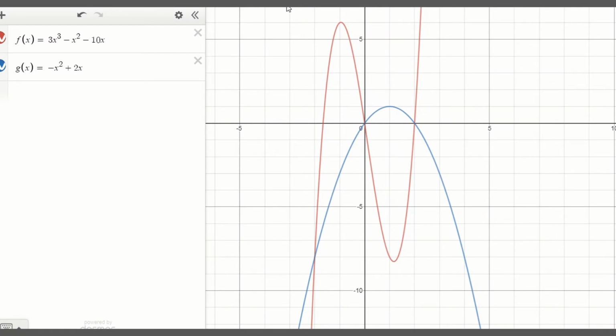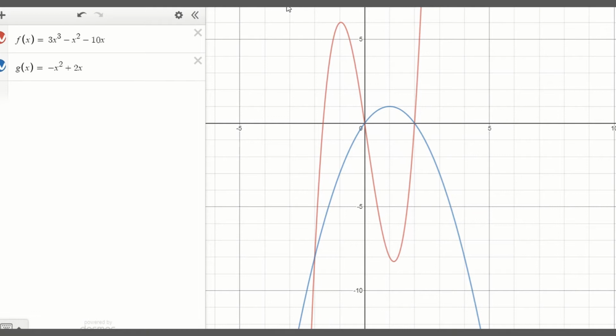Let's take an example here. We have two functions, f of x equal to 3x cubed minus x squared minus 10x, and g of x equal to x squared plus 2x. So one curve is the red one, the other one is the blue one. We are interested in finding the area between the two curves. So it looks like there are two regions. In this region, the red curve is above the blue one. But from this region to this region, the blue one is on top and the red one comes below.